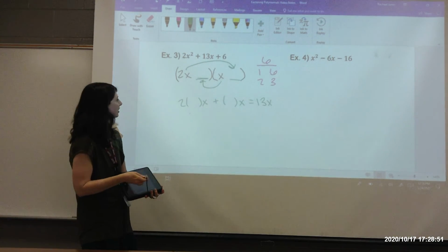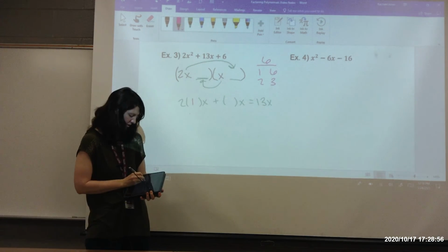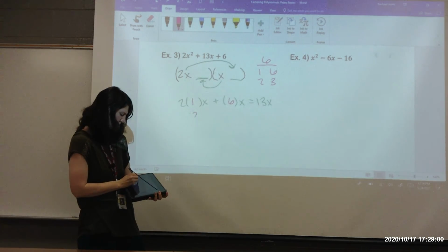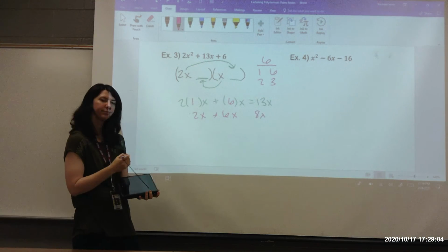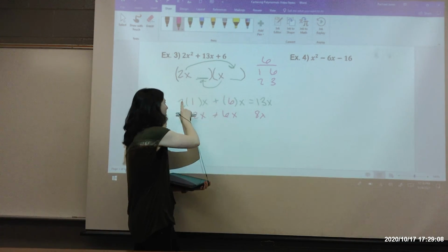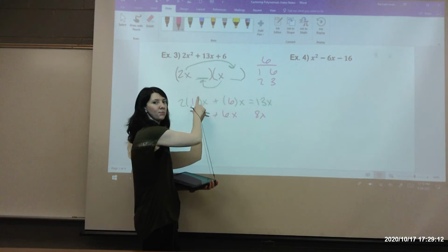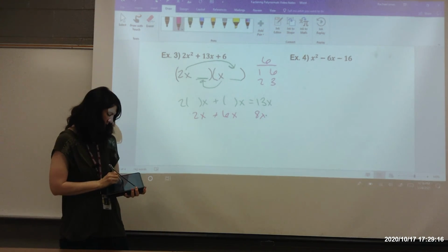So let's see, let's try 1 and 6. If I put a 1 and a 6 here, let's think through it. 2 times 1 is 2x. 6 times x is 6x. That would give me 8x. That doesn't work. Now, before I move on to the next one, I've got to think, do I want the 1 multiplied to 2, or should I try the 6 being multiplied to 2? Let's try the 6.